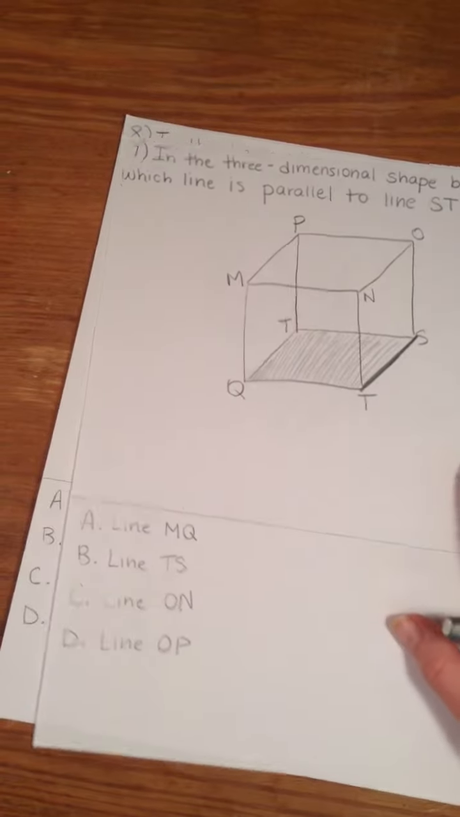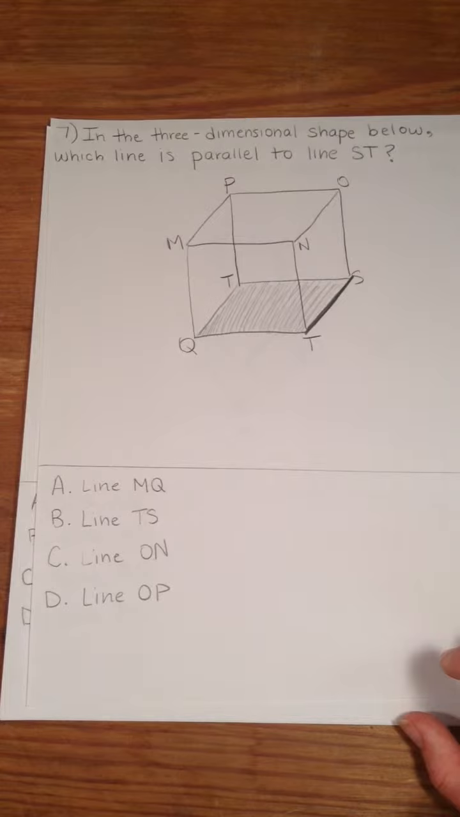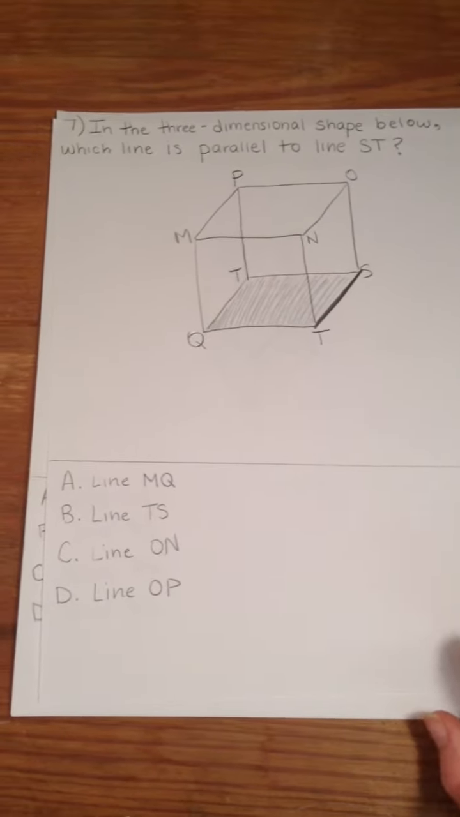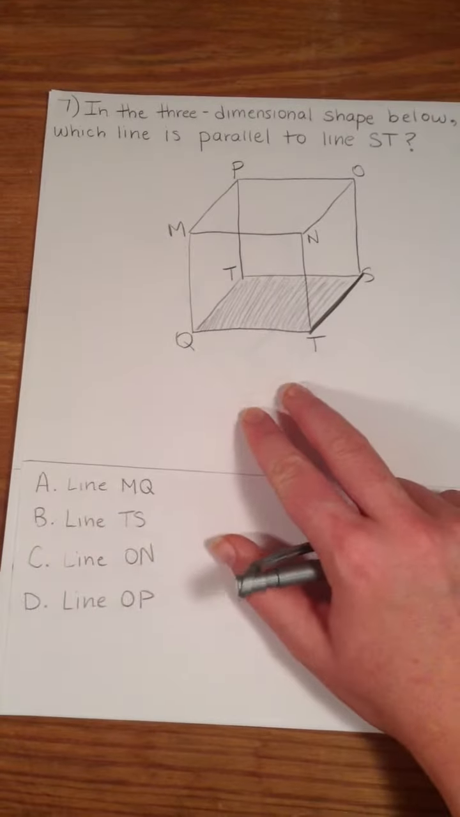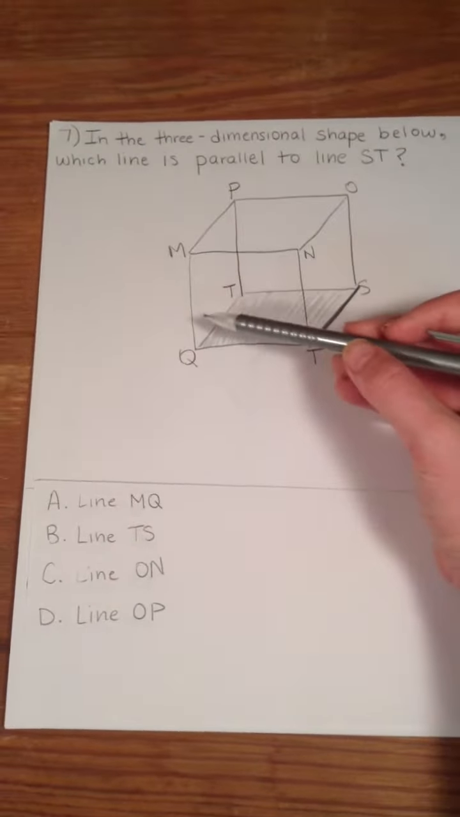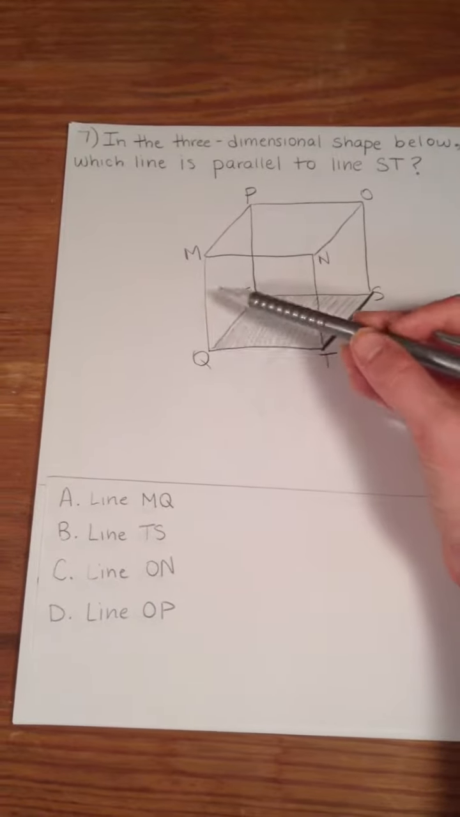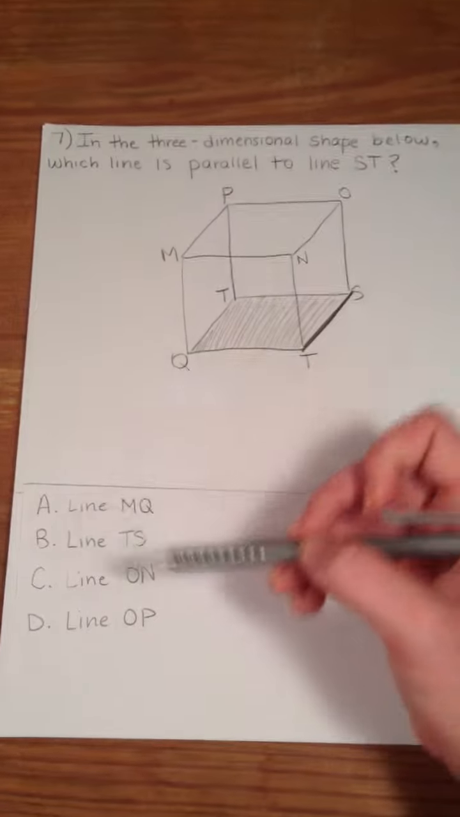Number 7. In the three-dimensional shape below, which line is parallel to line ST? So we have to look for the line that's not touching ST and it's going in the same direction, so they would never touch. Choice A is line MQ. If we look at MQ, we'll see that it's not touching ST, but they're not going in the same direction, so eventually they would touch, so that's not the answer.